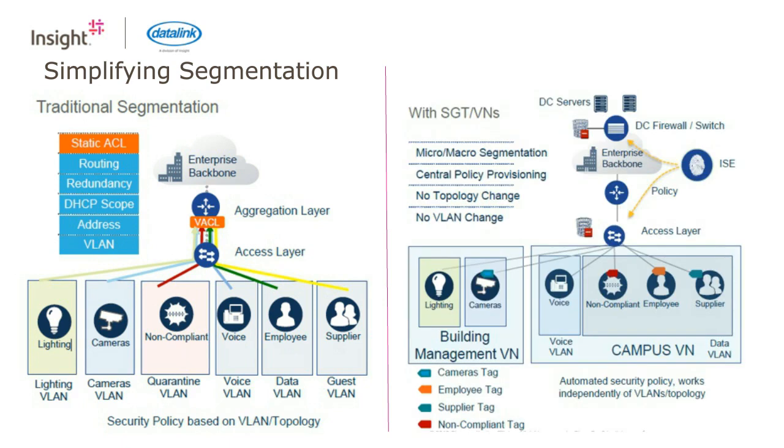So looking at our next-gen segmentation model with Cisco TrustSec, it really simplifies our micro and macro segmentation policy. As we've talked about, it's centralizing our policy provisioning through ISE. We don't have to make topology changes if we have a new use case added. We add that into our centralized management plane, and that's propagated to our access layer. Our access layer can now become the enforcement point, so we can mitigate risks at the point of entry instead of having them populate up through the aggregation layer.